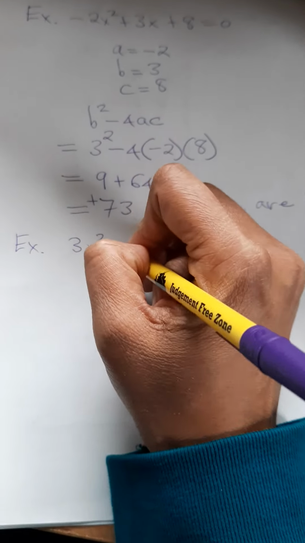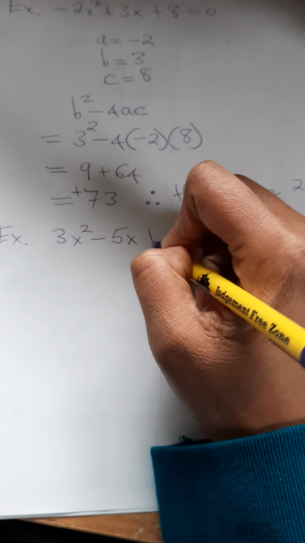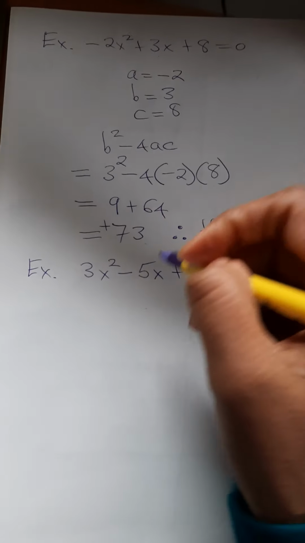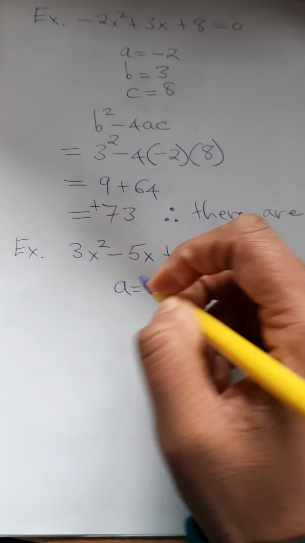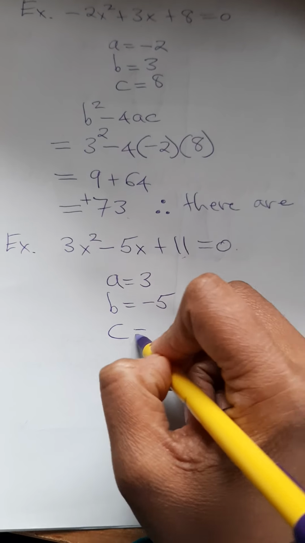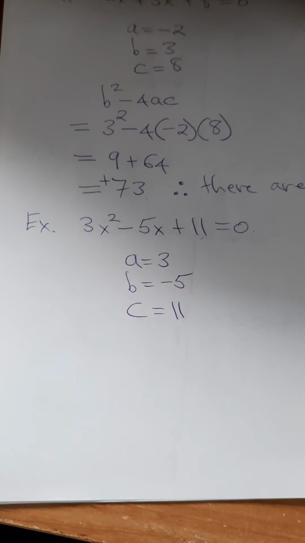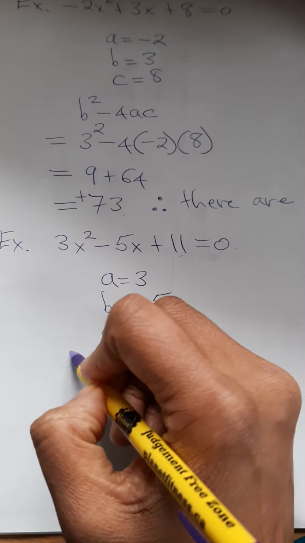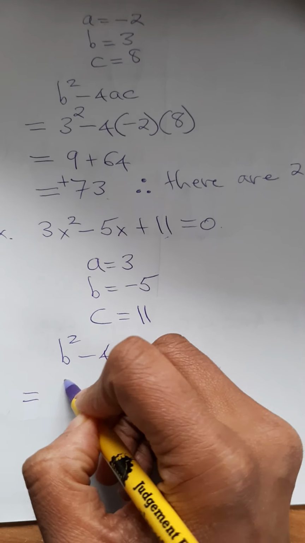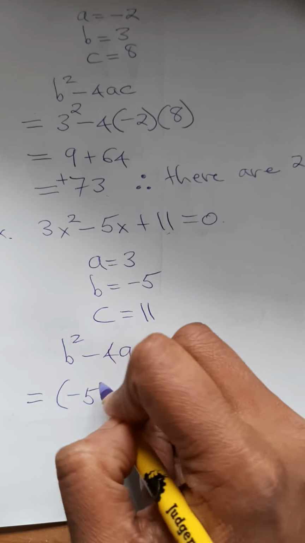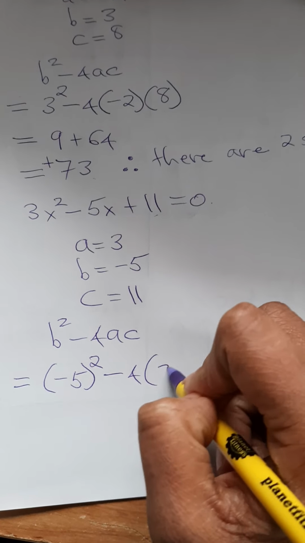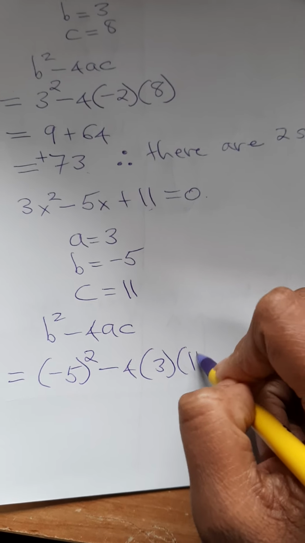So I have 3x squared minus 5x plus 11, and it equals 0. Okay, so one more time, my value for a is 3, b is negative 5, and c is 11. All right, I'm going to plug it into my discriminant, so let's write it out. b squared minus 4ac. Because b is negative, I'm going to put negative 5 whole squared minus 4 times 3 times 11, like that.